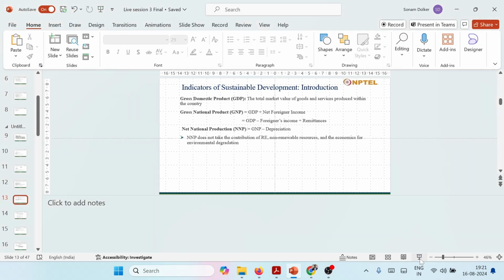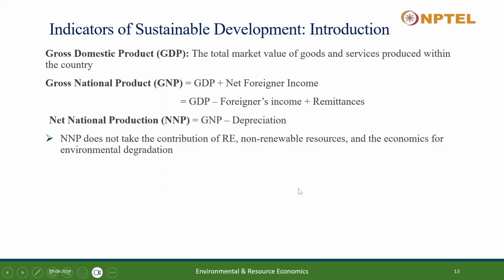Now, when we talk about the indicators of economy, we talk about gross domestic product. That gives us the total market value of goods and services which is produced within the country. However, we do not account for the foreign income a country makes, or subtract the income which an MNC does in a nation, or a foreign investment is not excluded.